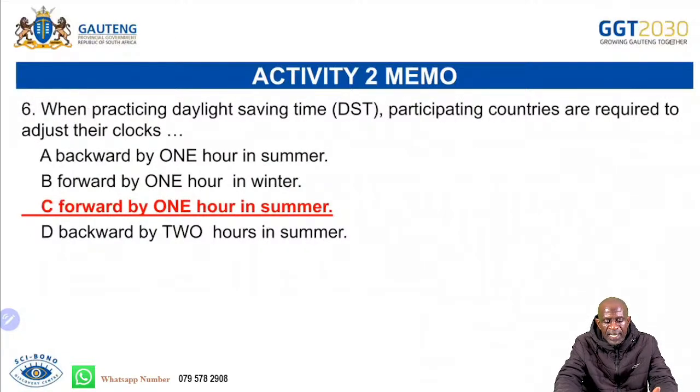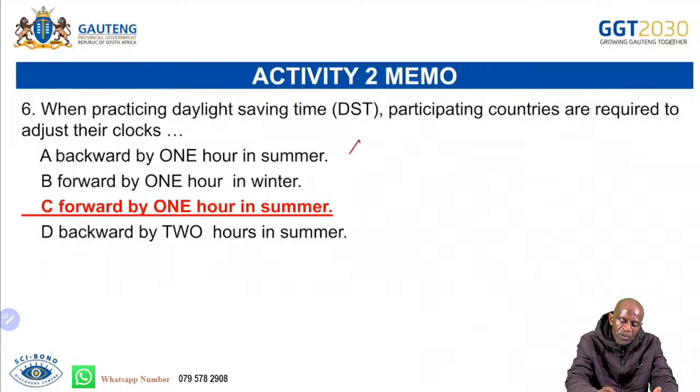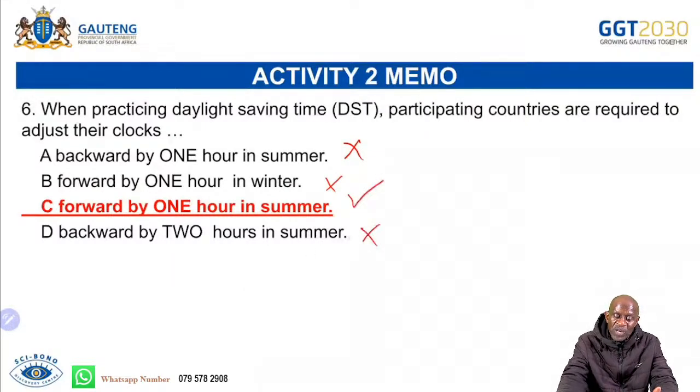When practicing daylight saving time, practicing countries are required to adjust their clocks. A, backward by 1 hour in summer, is not correct. Backward by 1 hour in winter, also not correct. But forward by 1 hour in summer is correct. And this makes backward by 2 hours in summer incorrect.